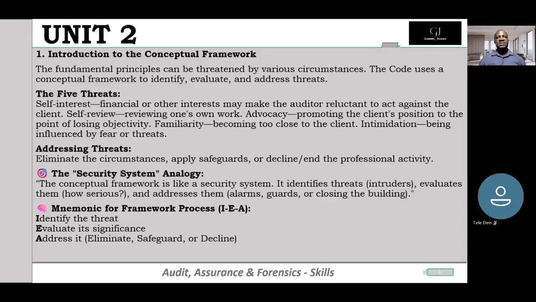So how do we address these threats? There are 3 options. Number 1 is to eliminate the circumstances. Number 2 is to apply safeguards. And number 3 is to decline or end the professional activity.